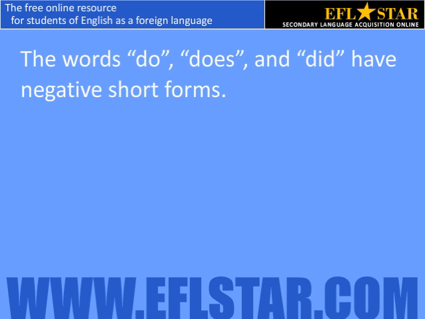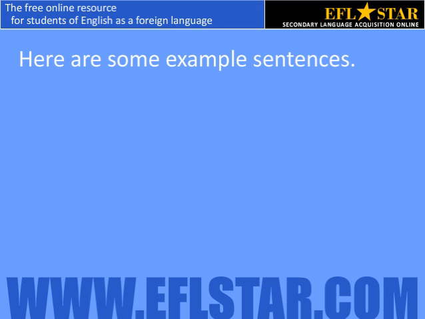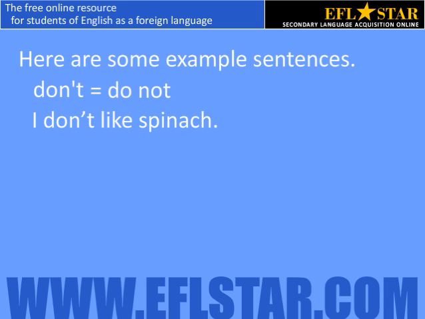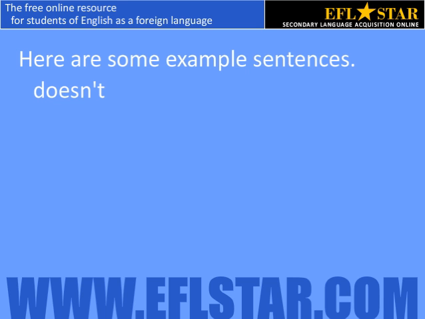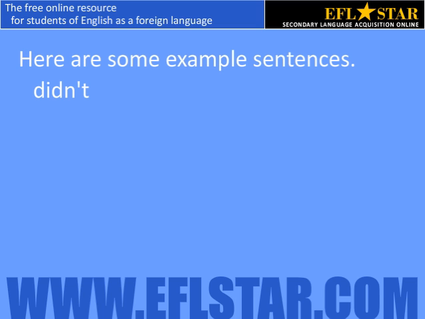The words do, does, and did have negative short forms. They are don't, doesn't, and didn't. Here are some example sentences. Don't, do not. I don't like spinach. Doesn't, does not. She doesn't eat pork. Didn't, did not. We didn't see her.